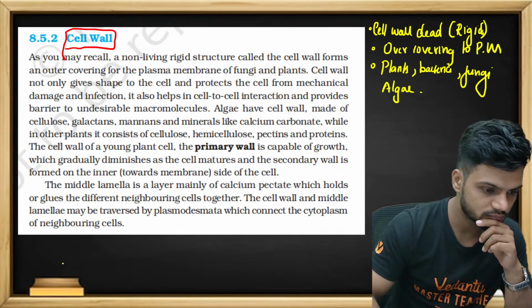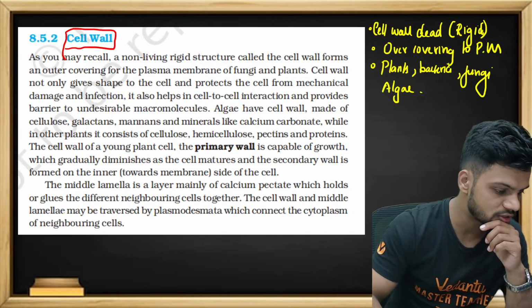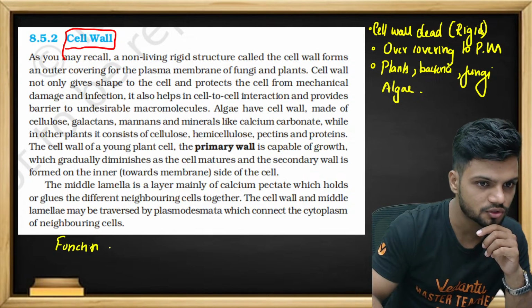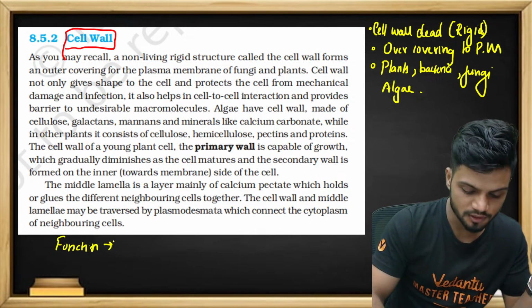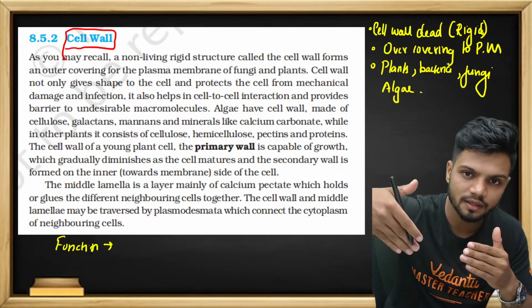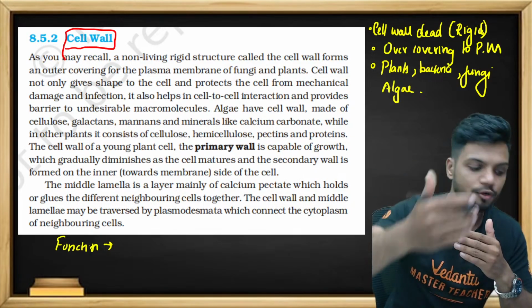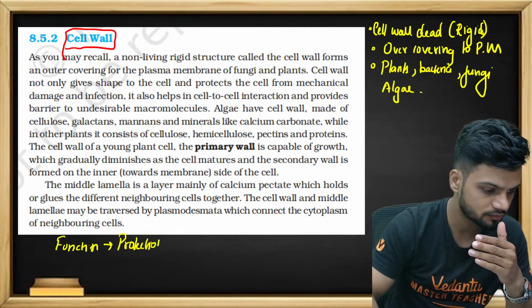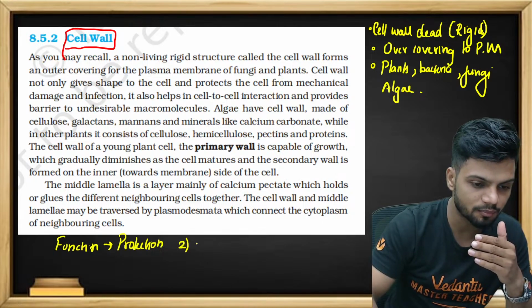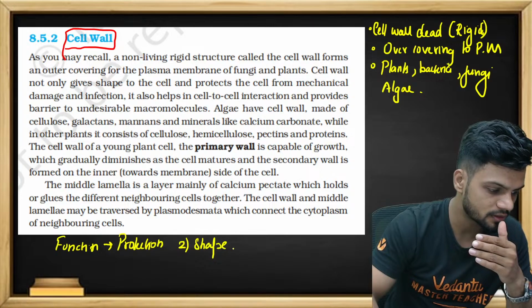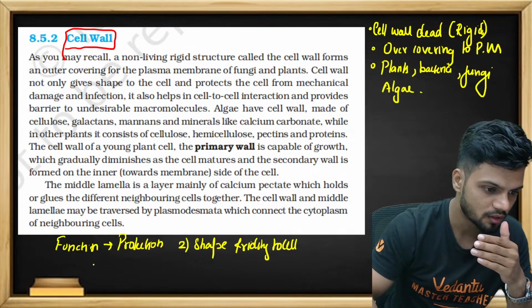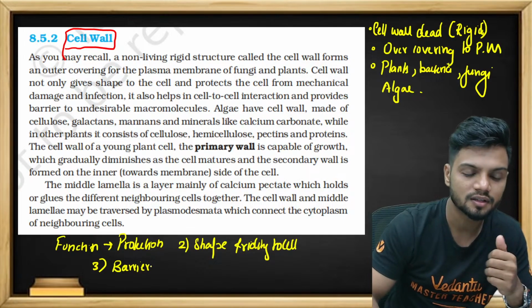Now, you need to understand the functions. What is the function of a cell wall? The first function, obviously, since it is the outer covering, is that the main function of the cell wall is protection. Second, it provides shape and rigidity. It can form a barrier to make sure nothing unwanted enters inside, like a checkpoint.